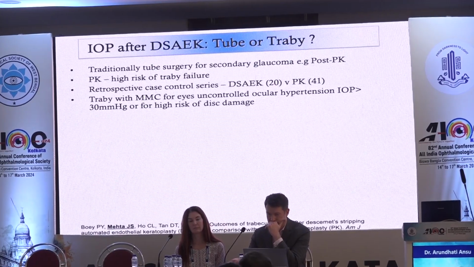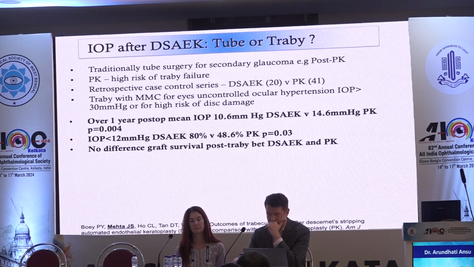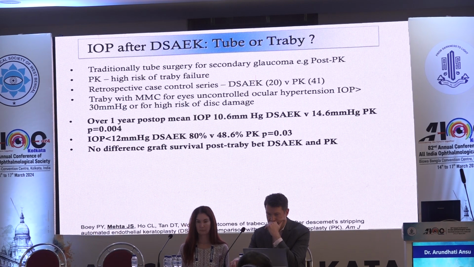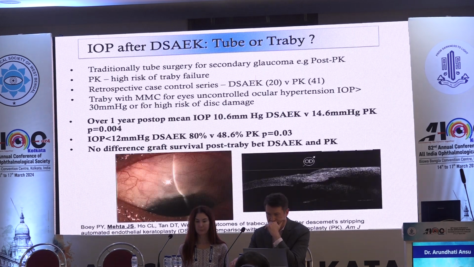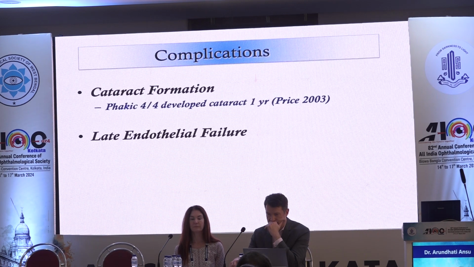And if you need to do a glaucoma surgery post-DSAEK, most often it has been suggested that tubes are a better option, especially for post-PK, because these are high-risk eyes. But we realized that a trabeculectomy is a good first attempt in patients who need glaucoma surgery post-DSAEK. Again, cataract formation and late endothelial failure.